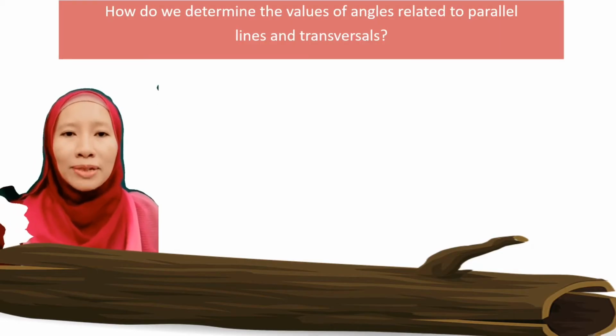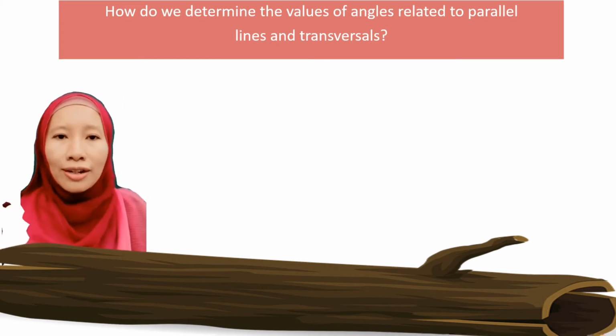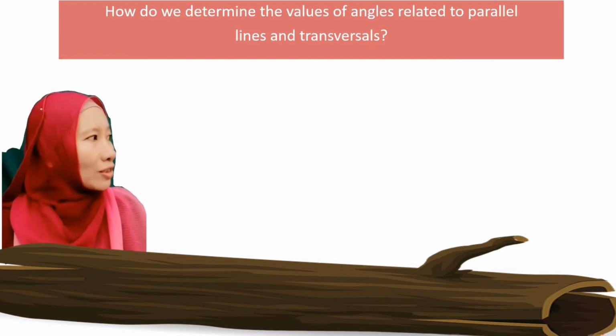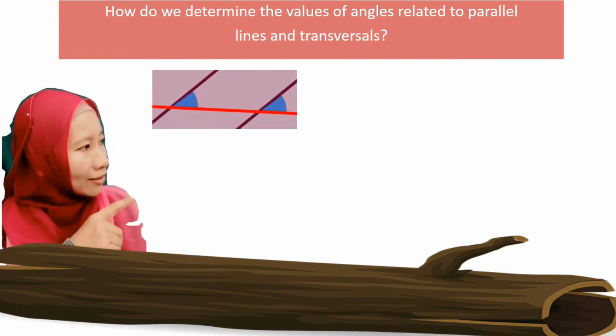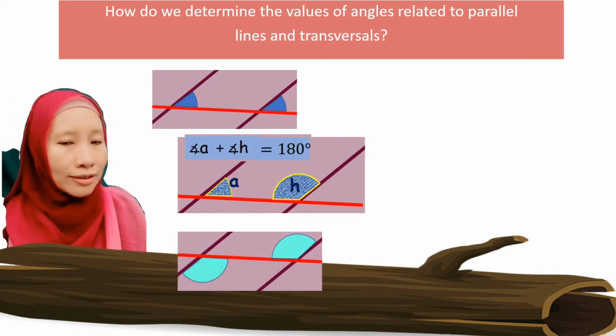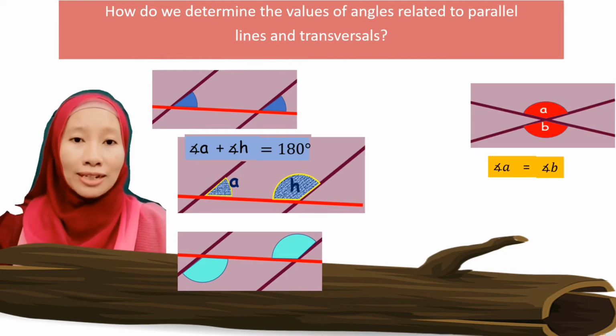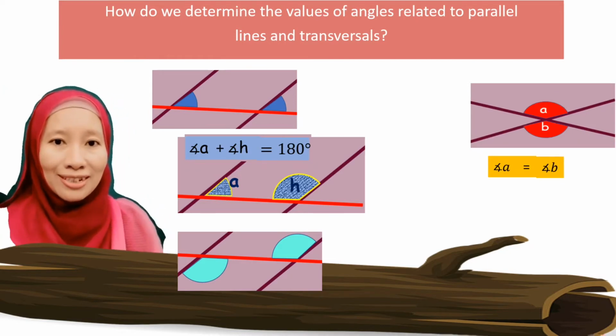How do we determine the values of angles related to parallel lines and transversal? Here we are going to use the properties of corresponding angles, interior angles, and alternate angles. We may also have to use the vertically opposite angles property.